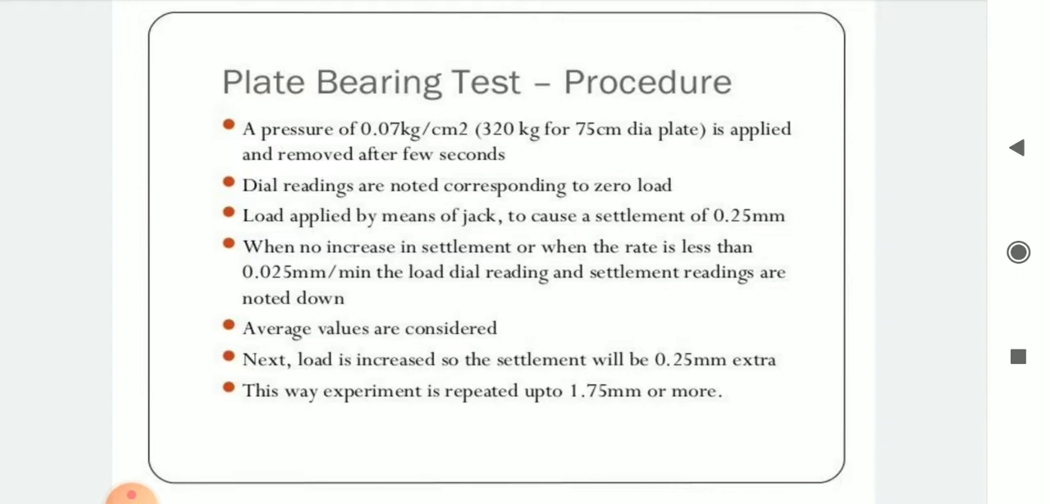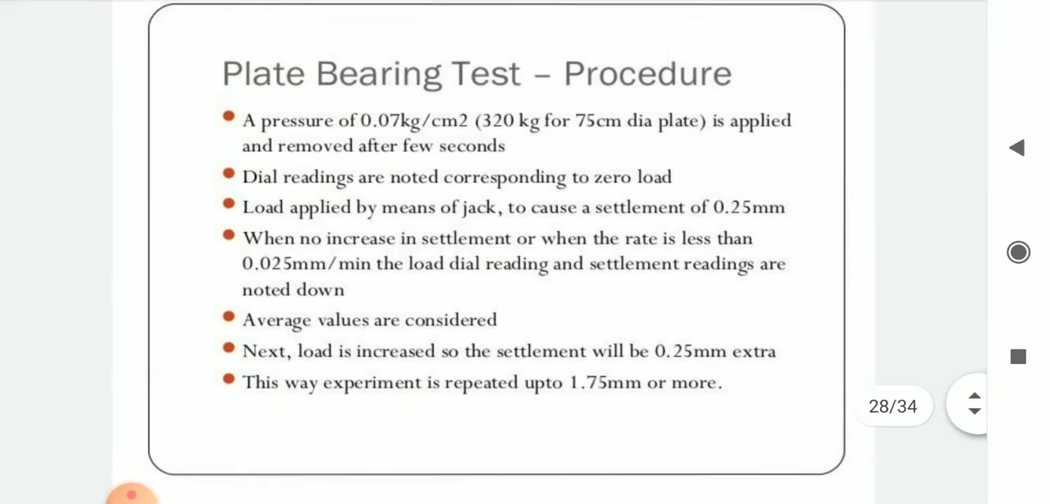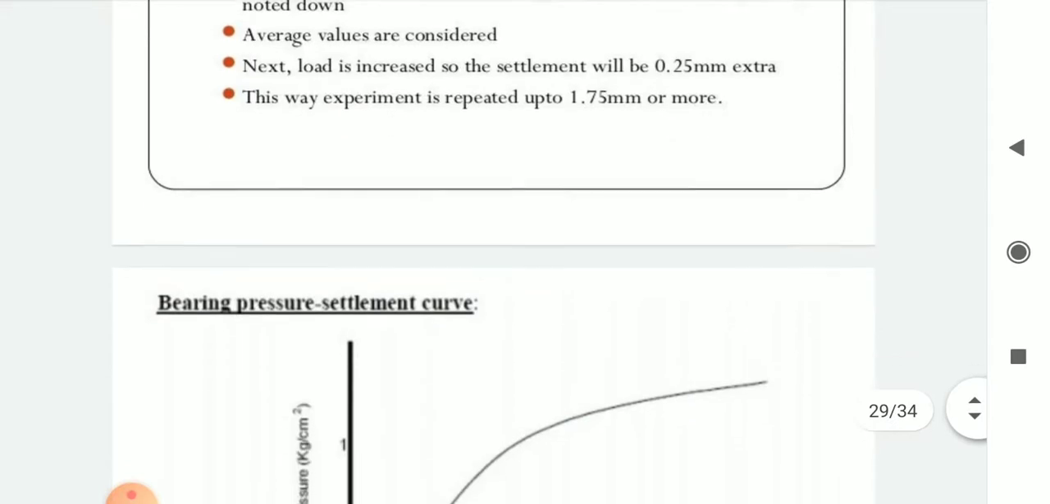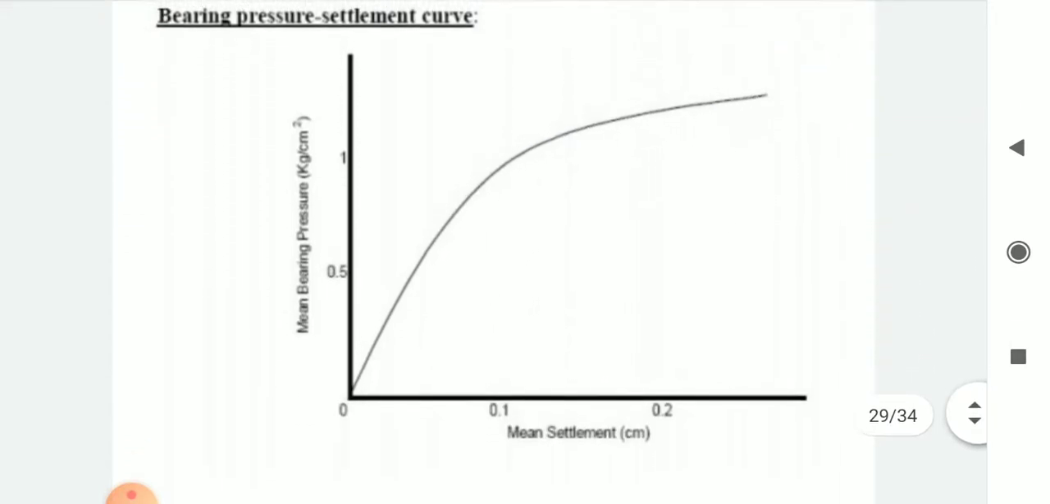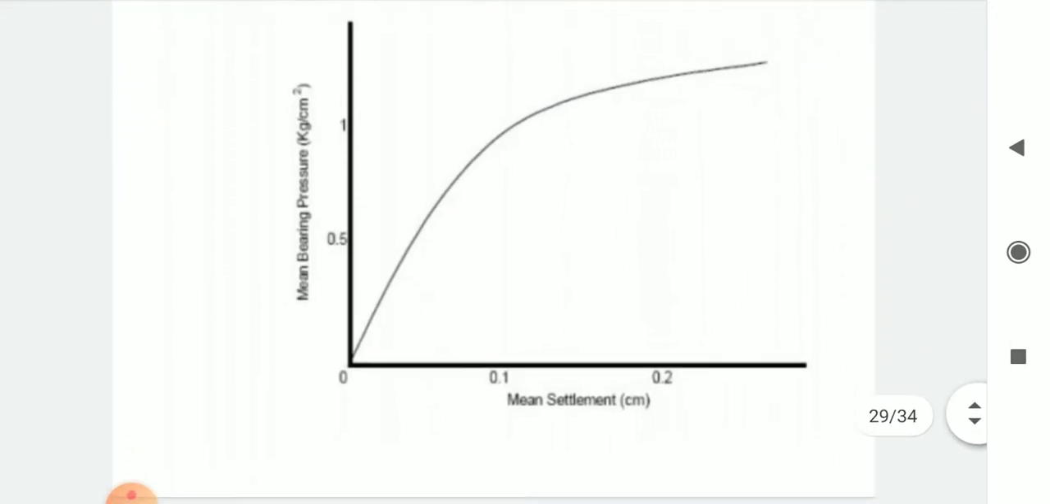This way the experiment is repeated up to 1.75 mm or more. This is the procedure. You can see in the graph the bearing pressure settlement curve has been shown. On the x-axis is mean settlement in centimeter, and on the y-axis is mean bearing pressure in kg per centimeter square.